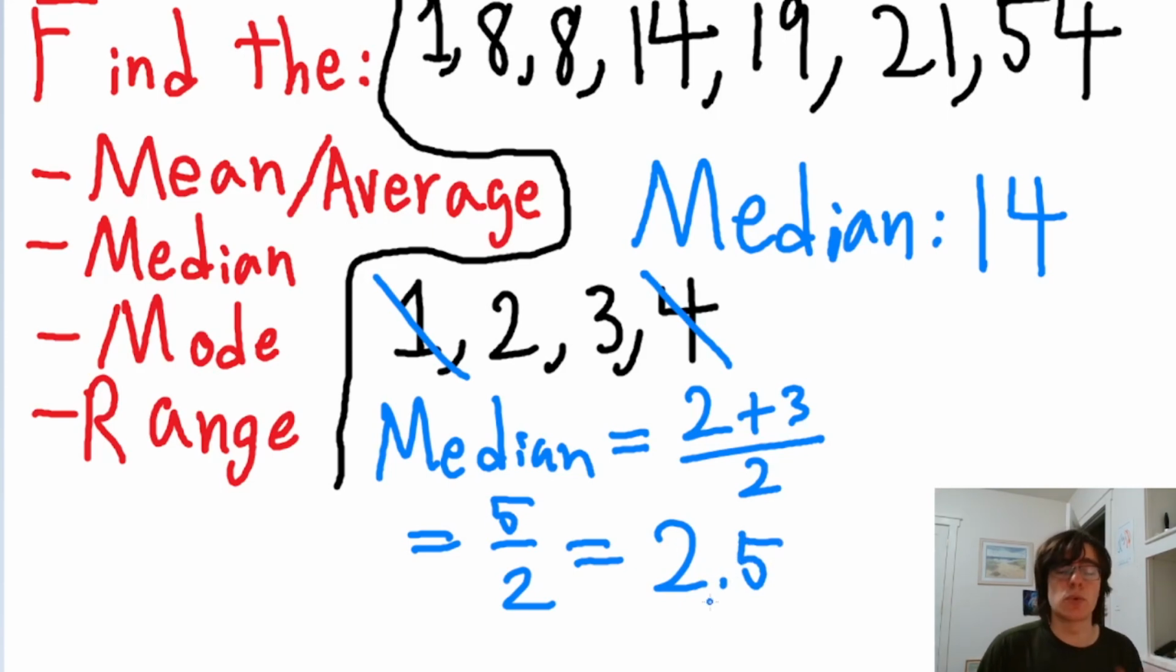So if you ever have a case where there are 2 items in the middle, just add them together and divide by 2. So remember, the median is whatever data point is in the middle, but if there are 2 things in the middle, then add them together and divide by 2.